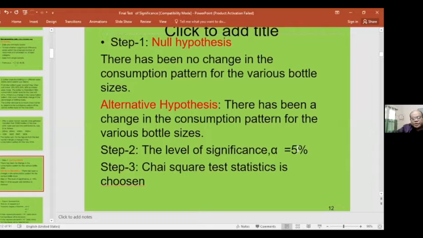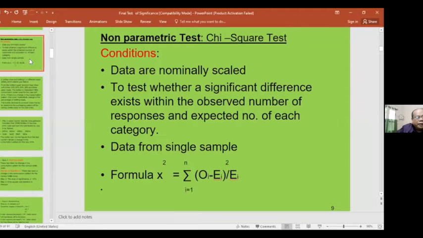So for this, chi-square is chosen. Why? Because it is nominal data. So what was the condition of chi-square? Data are nominal scale. Your 200 ml, 300 ml, 500 ml are nominal, just names, for checking only. It tests whether there is a significant difference between the observed and expected. Here, my intention is to check whether the earlier pattern or a new pattern is being followed, by comparison of observed and expected.